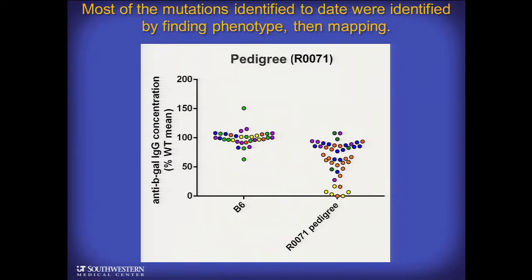And here's an example of that. Here we're looking at the antibody response to beta-galactosidase triggered by injection of this recombinant Semliki forest virus vector. You see in the left column a bunch of control mice, and they all make an antibody response, and we take the mean of that response and designate it as 100%. On the right, we see a certain pedigree derived from the G1 mouse R0071, and you can see right away that there's something unusual about that pedigree.